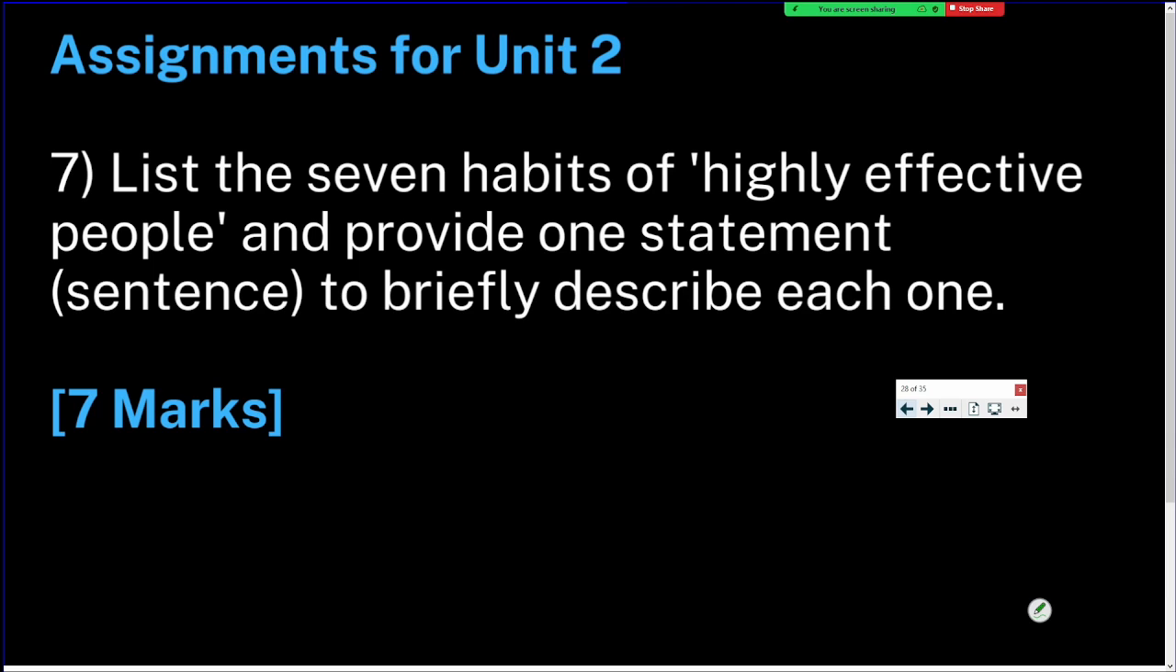All right, so the summary describes the 7 habits. Habits are patterns of behavior that involve three overlapping components: desire, knowledge, and skill. Because these components are learned rather than inherited, effective habits can be learned and ineffective habits can be unlearned. Okay, so that's a key point to keep in mind with these 7 habits of highly effective people.